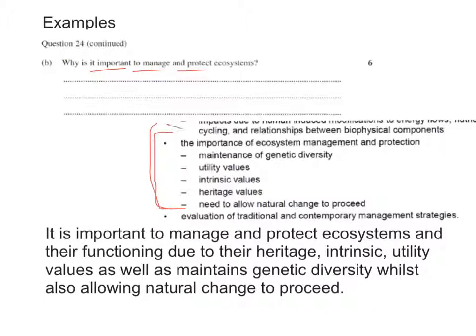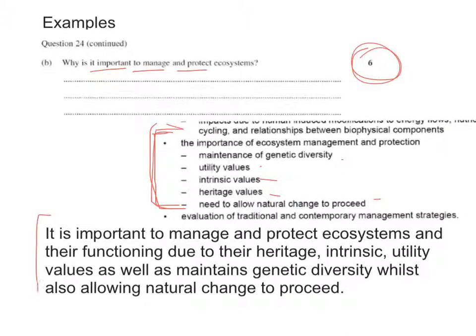So a student that knows the syllabus will know that when they're answering this question, they're going to have to talk about all of these. They're going to have to talk about these values here, the genetic diversity and natural change to proceed. The other thing that's really important here is understanding how many marks this thing's worth. At 6 marks, you're going to have to be talking about all of these, and really, you're going to have to mention all of them, probably go into depth with at least 3 and have examples of them as well.